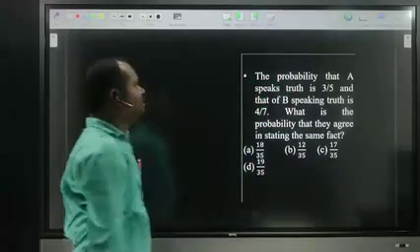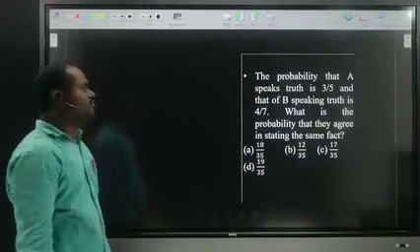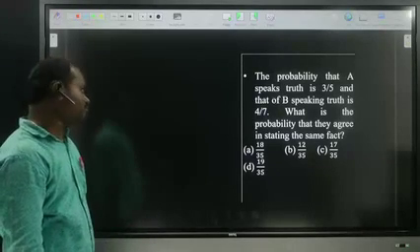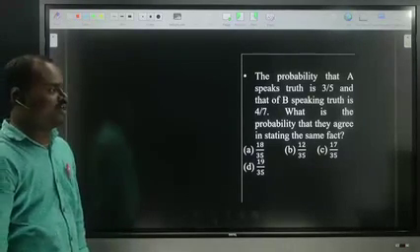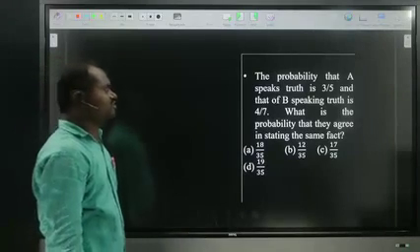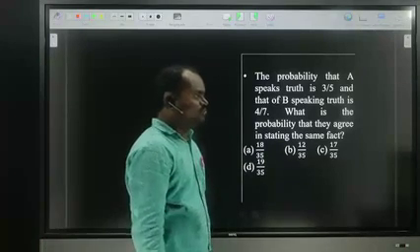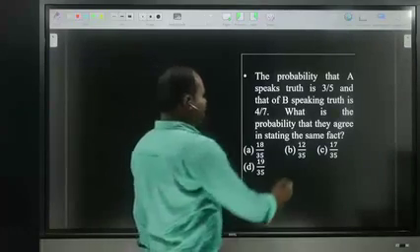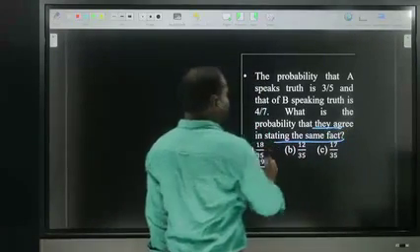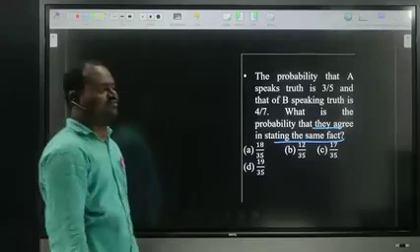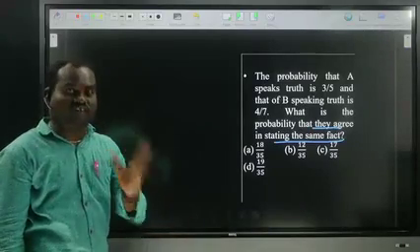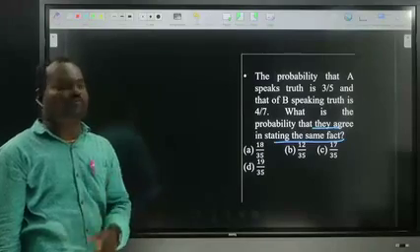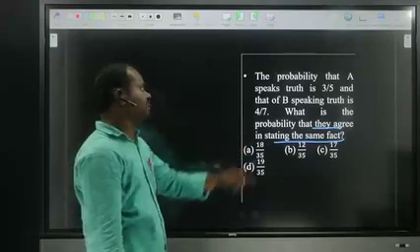What is the next question? The probability that A speaks the truth is 3 by 5 of cases, and that of B speaking the truth is 4 by 7 of cases. What is the probability that they agree in stating the same fact? They agree in stating the same fact. That means both should be the same. Either both should speak true or both should speak false.